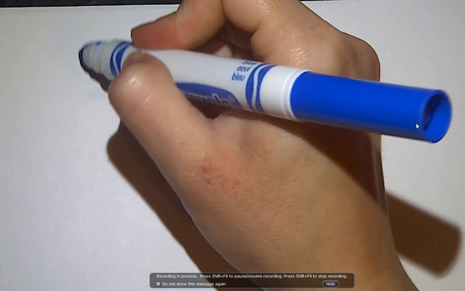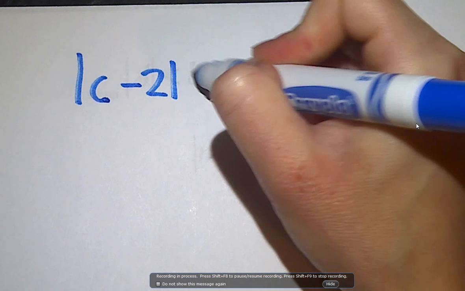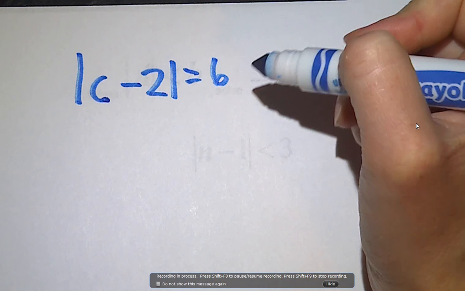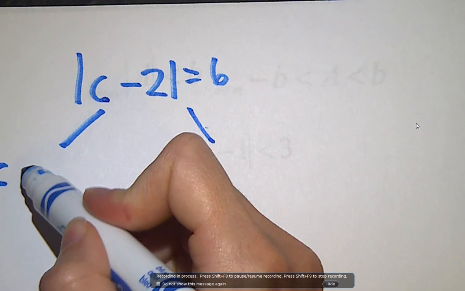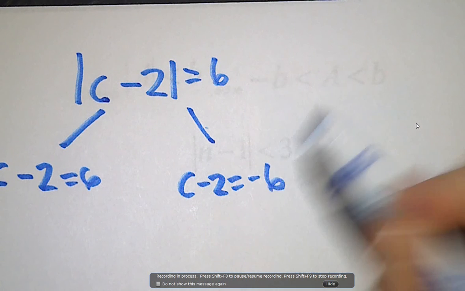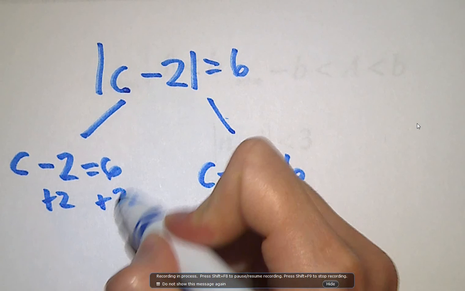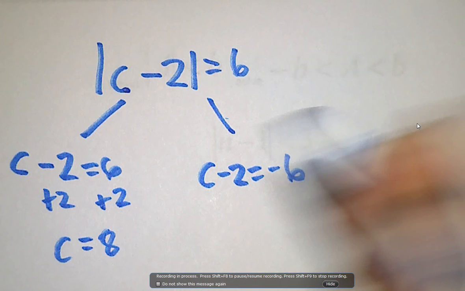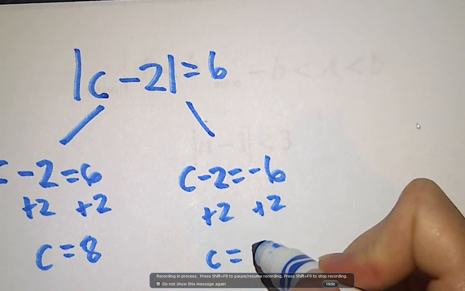Okay, so here we go. For A, we had the absolute value of C minus 2 equals 6. So the way we're going to solve this is we're going to solve it because it's 6 away from 0, so it could be at 6 or it could be at negative 6. So I'm going to go ahead and I'm going to add 2 first. So I've got C equals 8. I'm going to add 2 over here, and I get C equals negative 4.